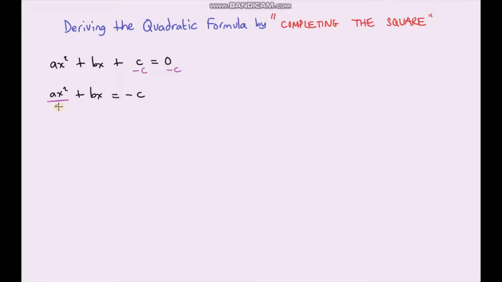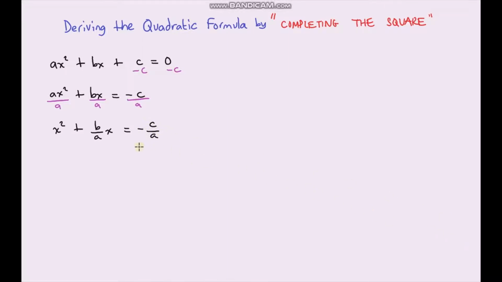So if I divide this term by a, this term by a, and this term by a, on the left hand side I'm left with x squared plus b over a x, and on the right hand side I'm left with negative c over a. And now I can complete my square.